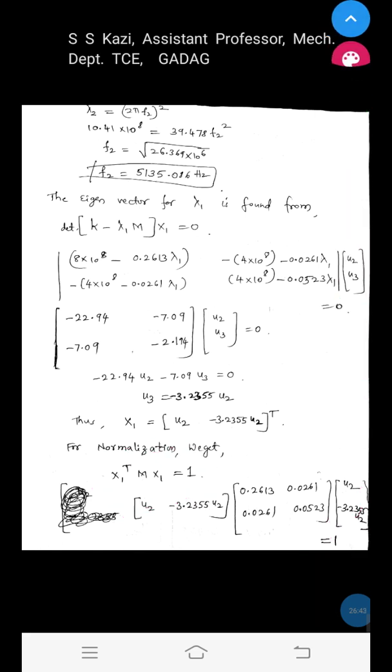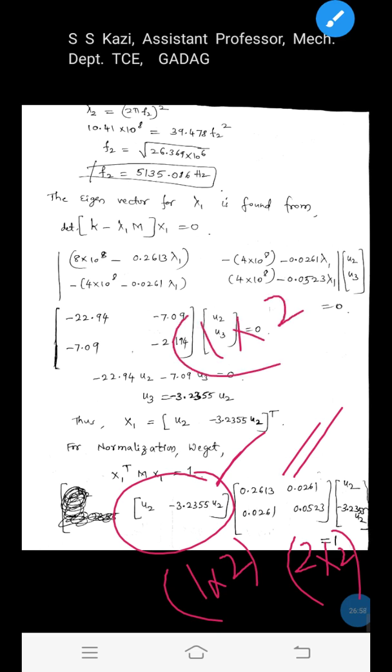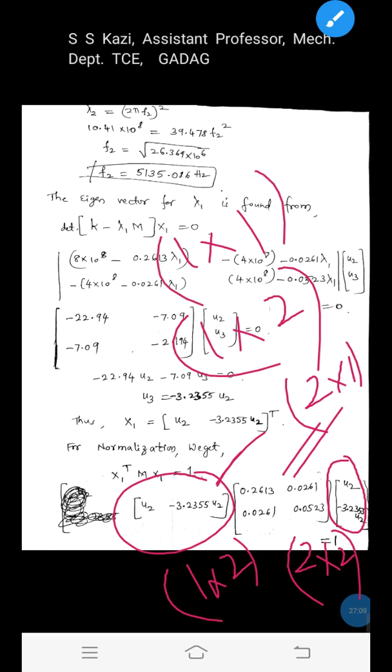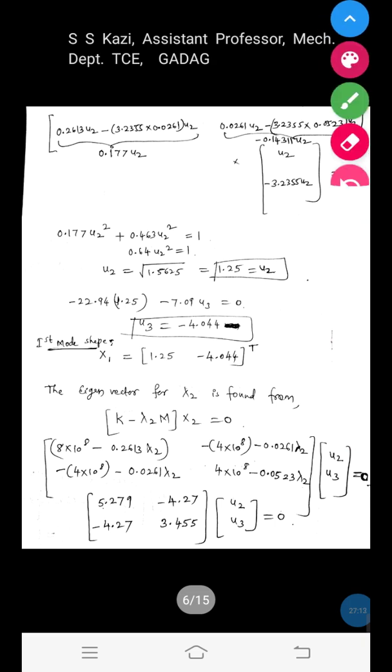You can observe here that the order of this first matrix is 1 cross 2. First you multiply this one with the mass matrix, whose order is 2 cross 2. Taking the product of these two matrices, you get a 1 cross 2 matrix. Then this 1 cross 2 multiplied by this 2 cross 1 gives only one expression, that is 1 cross 1.